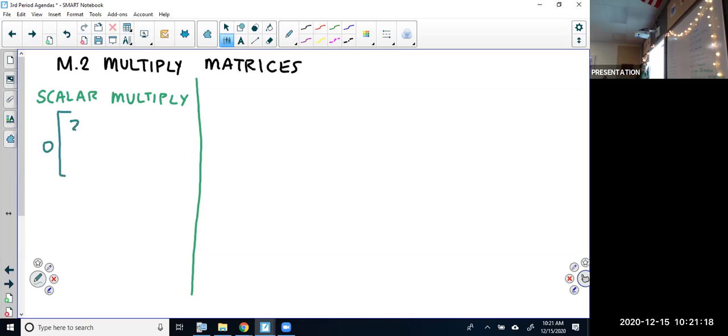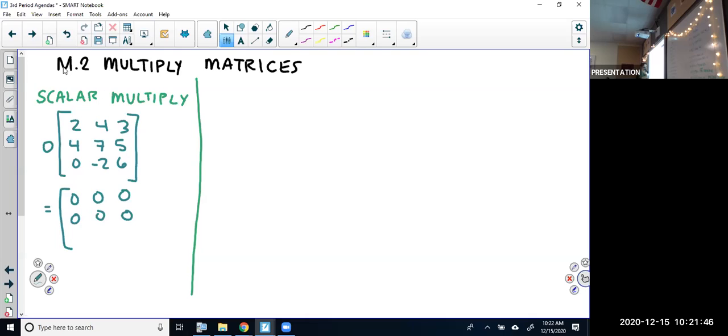Okay. Eva told me 2, 4, 3, 4, 7, 5, 0, 9, 3, 1, 4. Okay, so we have a 3 by 3 matrix, and we're scaling it by 0. So when we scale it by 0, we're left with 0, 0, 0, 0, 0, 0.